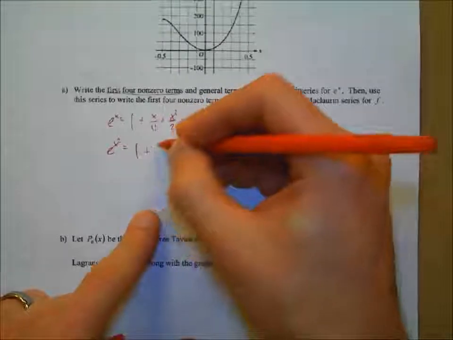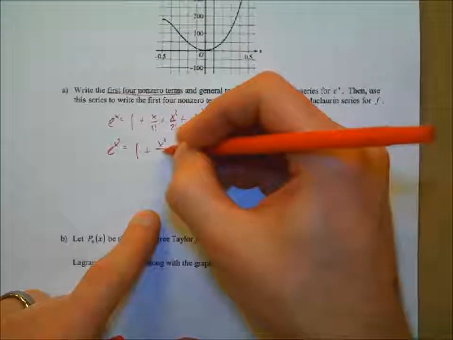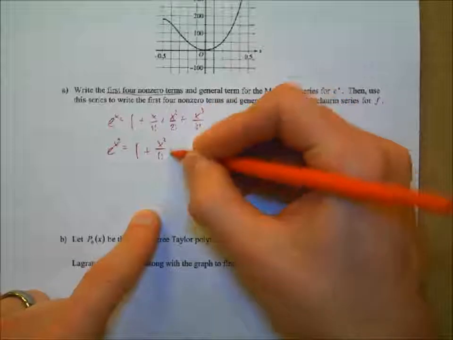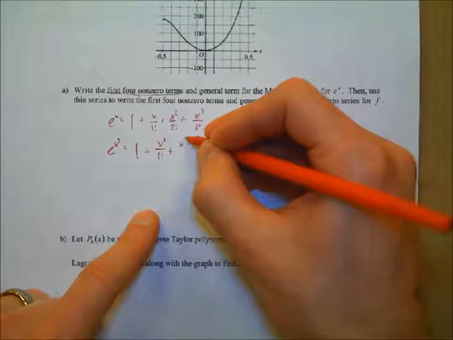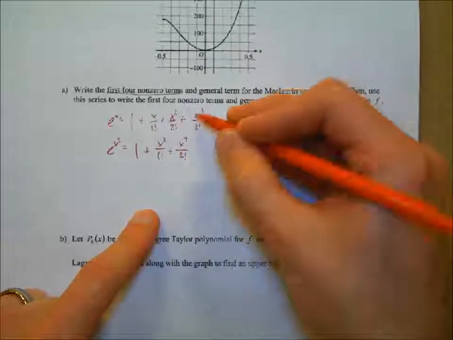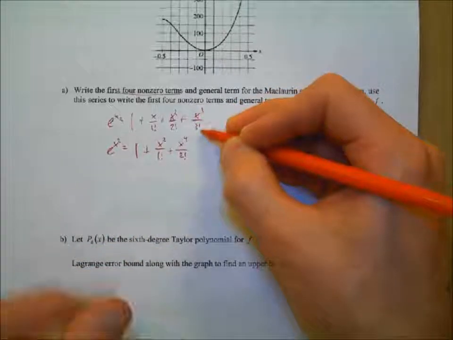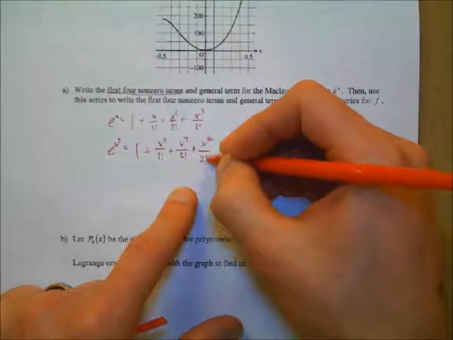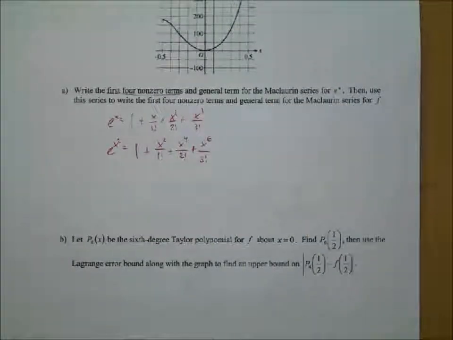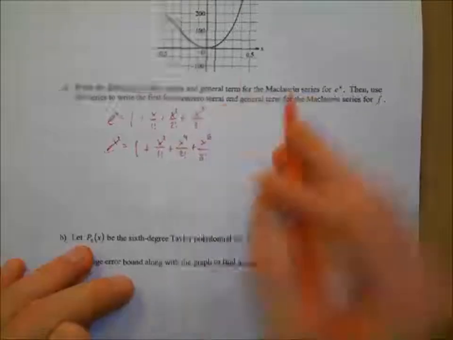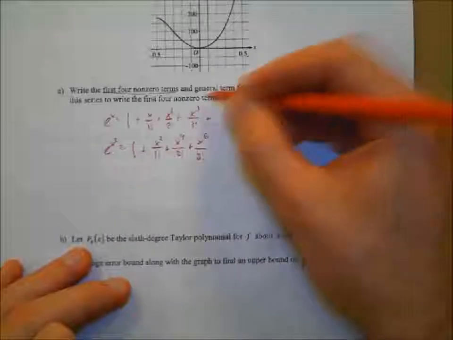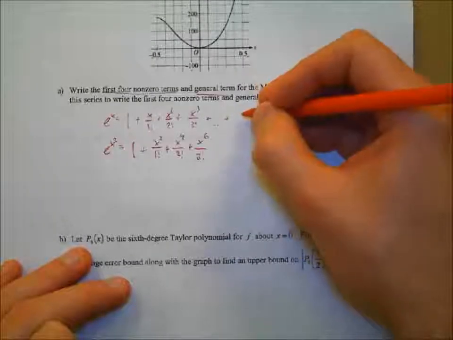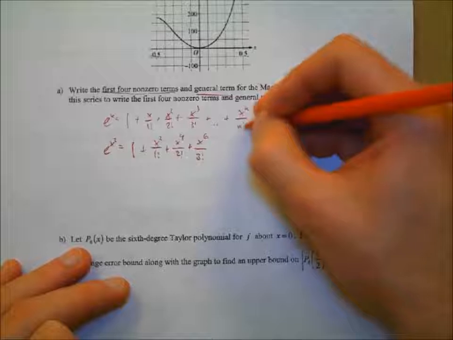So instead we have not x, but x squared over 1 factorial. Not x squared over 2 factorial, but x squared squared, so x to the 4th over 2 factorial. And then not x cubed over 3 factorial, but x squared cubed, so x to the 6th over 3 factorial. Oh, I forgot to write the general term here too. Sorry, because it did ask us for the general term as well, so I'll write that out as well. So that was, of course, x to the n over n factorial.